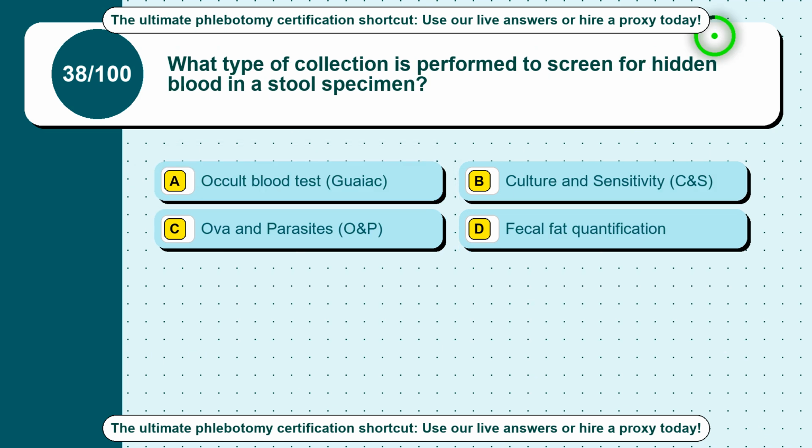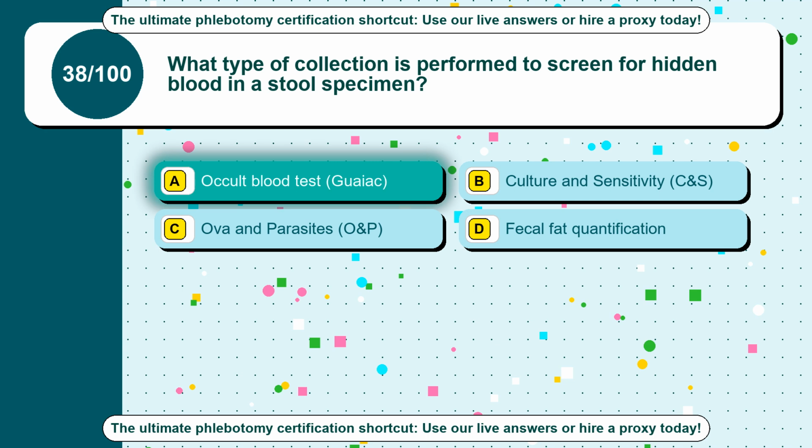Question 38. What type of collection is performed to screen for hidden blood in a stool specimen? Option A. Occult blood test, FOBT. Option B. Culture and sensitivity, C&S. Option C. Ova and parasites, O&P. Option D. Fecal fat quantification. The correct answer is option A.